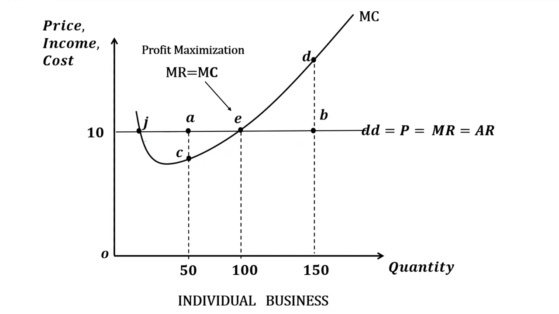So let's look further. From point J to point E, marginal revenue is greater than marginal cost. So for each additional product that is produced, the business is making a profit. So the business is producing greater production output, and that leads to greater profits for the business. Thus, very important, your profit maximization point must be on the rising part of the marginal cost curve. Remember that. Thank you very much.